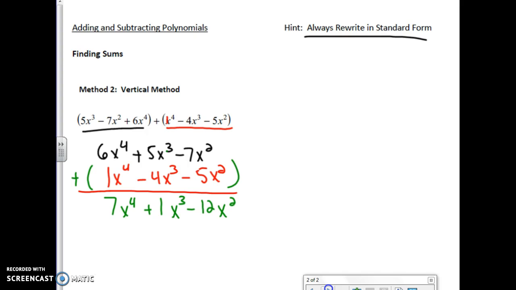I'm going to ask you guys to try the next couple for me, and we will talk about them in a second when we start talking about finding the difference.